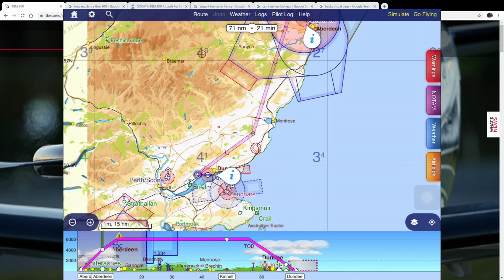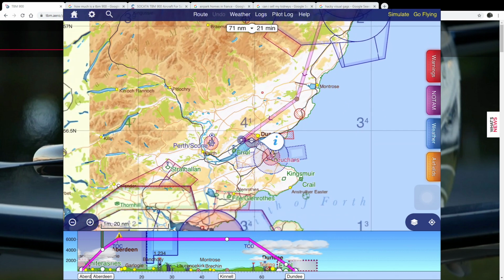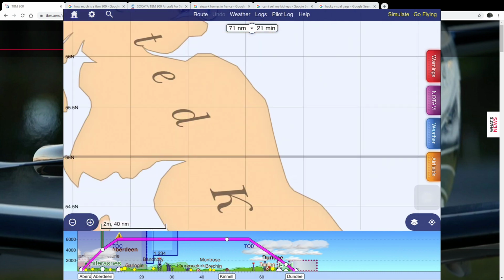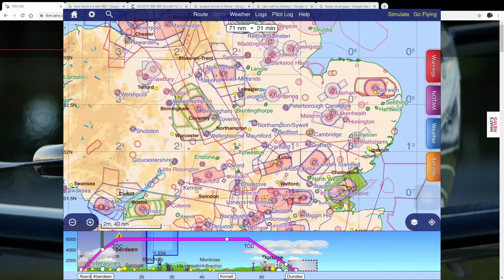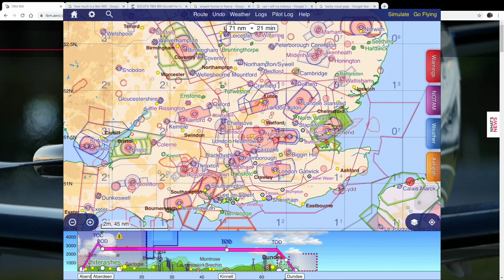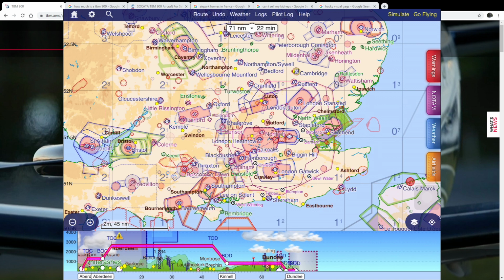Now you'll notice that the airspace between, for example, Strathallan down here and up towards Aberdeen, you'll notice that's disappeared. That's simply because SkyDemon clips the airspace display so you don't see it if it's not necessary. And that's really useful. If we were planning a much lower level flight, let's say I was down at 3,000 feet. So if I bring all the arches down to 3,000 feet, you see it starts to filter out the controlled airspace. So it'll only show the controlled airspace that's relevant.